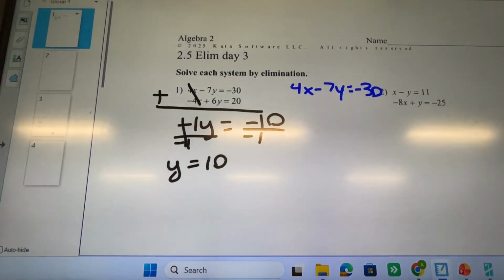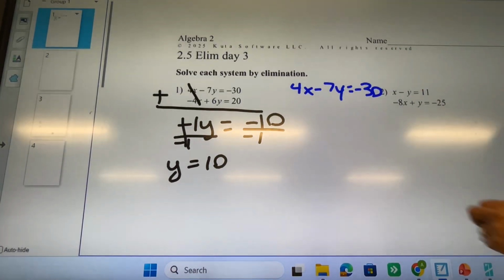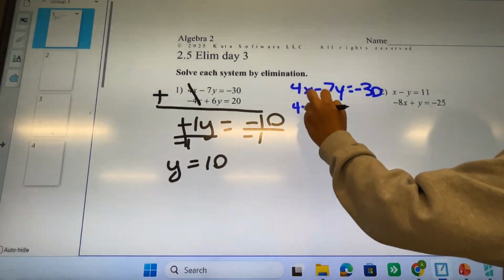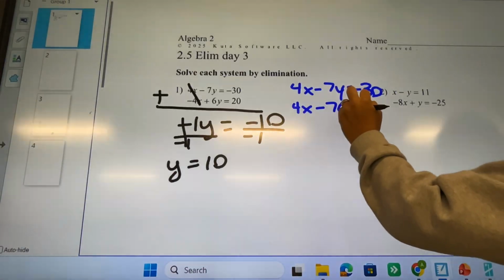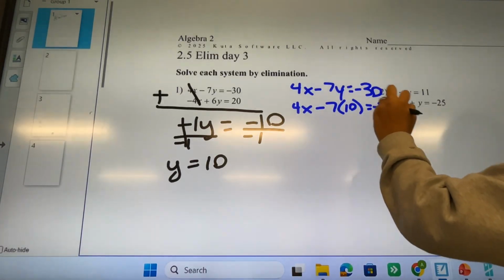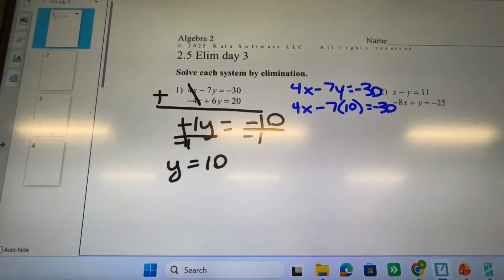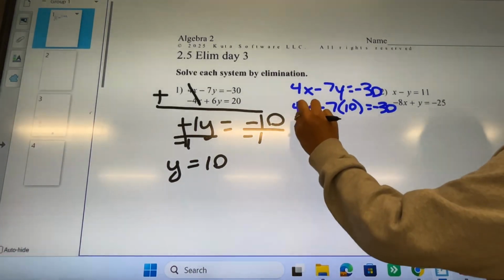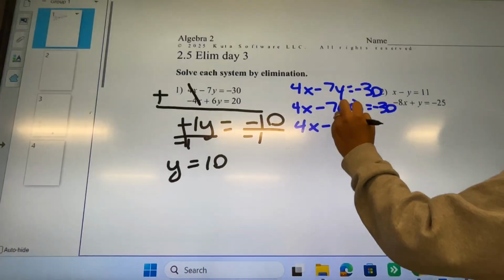Okay, so we go back through and we plug this one back in. So we're going to say 4x minus 7, 10, and then a negative 3. Okay, it's negative 7 times 10? Negative 70.